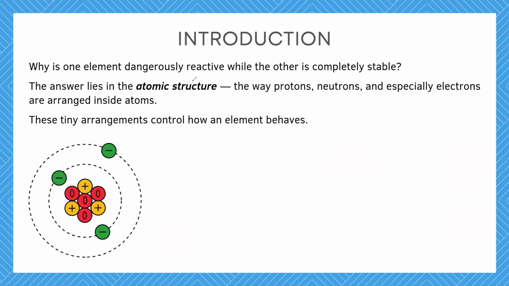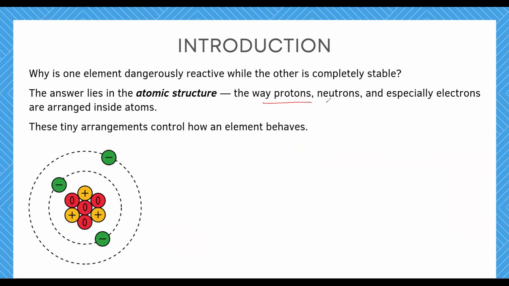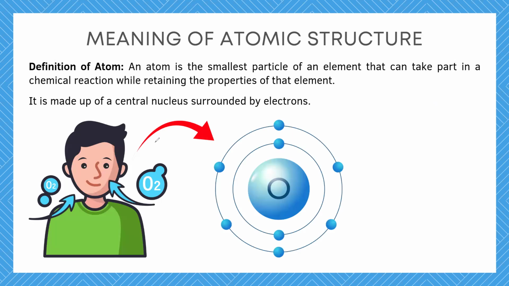So the atomic structure is simply the way protons, neutrons, and electrons are arranged inside an atom. So these tiny arrangements control how an element behaves. Thus far, is anybody confused about anything? Is there anything that anybody doesn't understand thus far? Can we proceed? No, sir. All right. Yes, sir. All right, so let's talk about atomic structure.